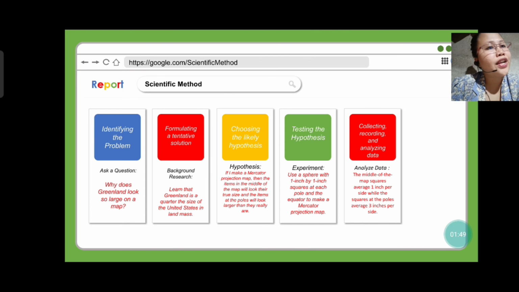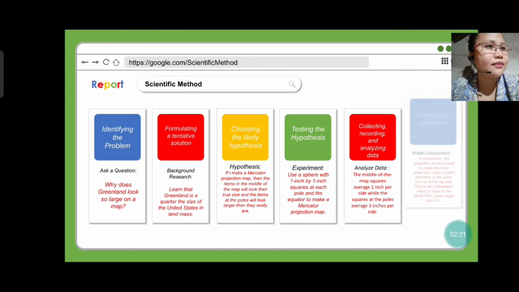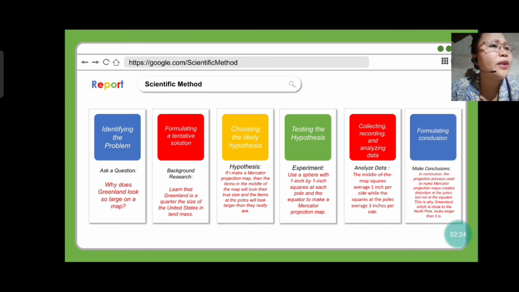And then next, after we test the hypothesis, of course, we will collect, record, and analyze the data. So we have the analyzed data that the middle of the map squares average 1 inch per side, while the squares at the poles average 3 inches per side. So now, that's our data that we analyzed. Then, after that, we now formulate the conclusion. So, we make the conclusion based on the data we observed.